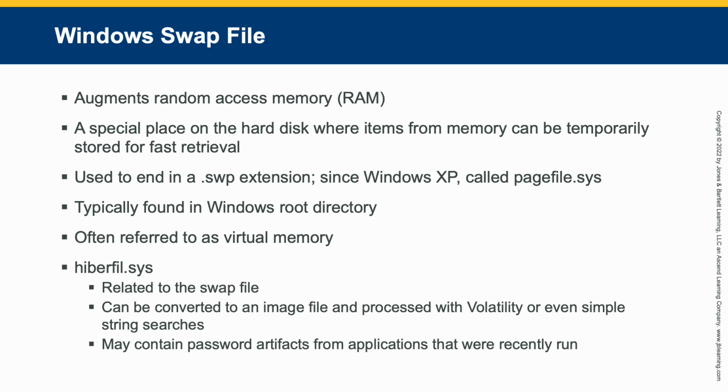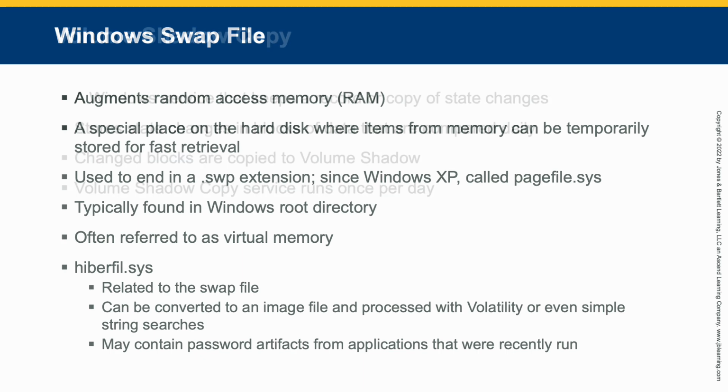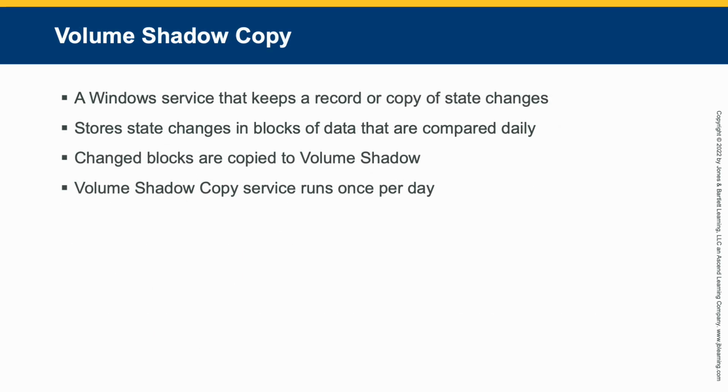This use case highlights the significance of Windows swap file analysis in digital forensics, particularly in investigating data breaches and unauthorized activities. Volume shadow copy is a Windows service that keeps a record, or copy, of state changes. It stores state changes in blocks of data that are compared daily. Changed blocks are copied to the volume shadow. The volume shadow copy service runs once per day.